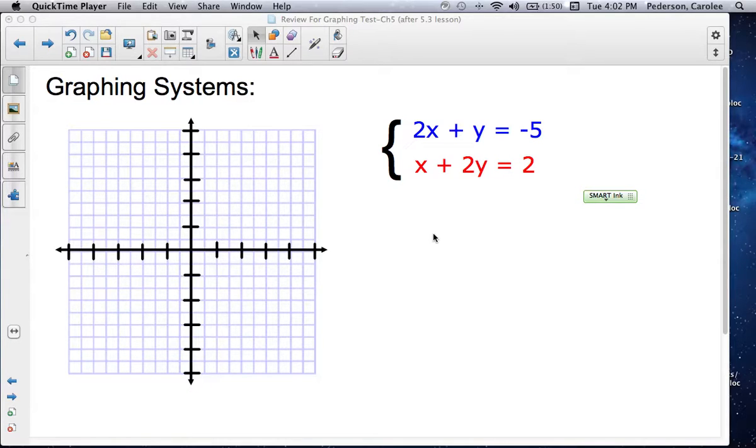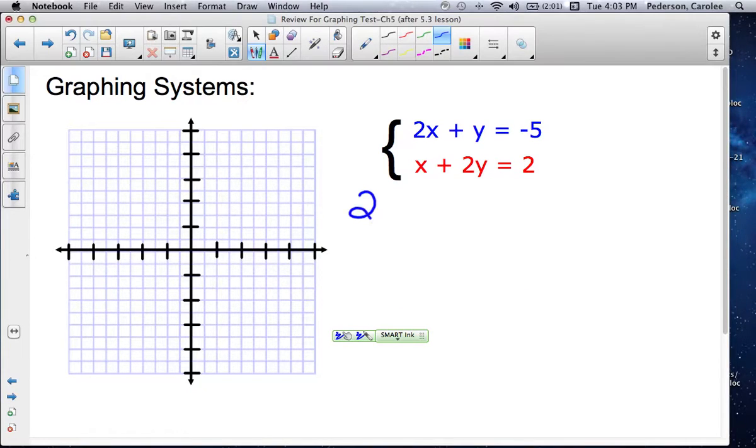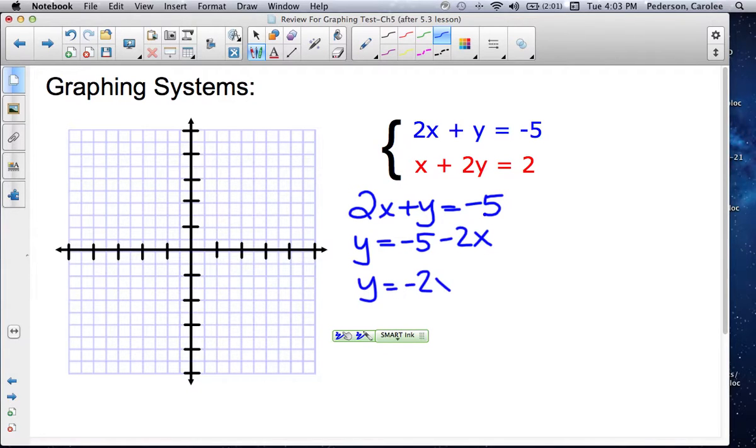So we want to graph these two equations on the same coordinate plane. Both of them are in standard form right now, so we want to convert them to slope-intercept. So let's start with the blue one. 2x plus y equals negative 5. When you convert that to slope-intercept, you subtract both sides by 2x, and then put the mx first and then the b second.